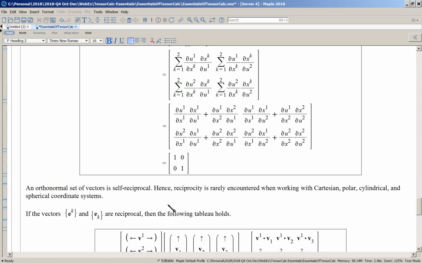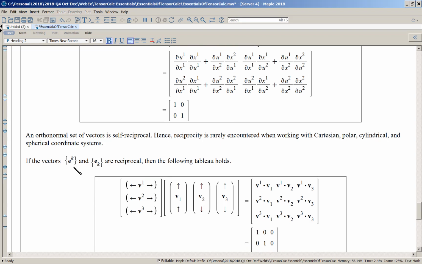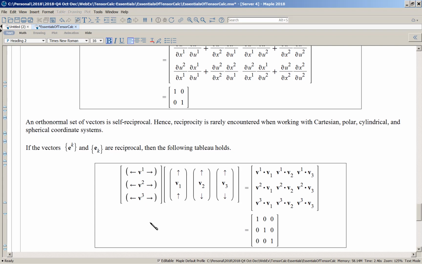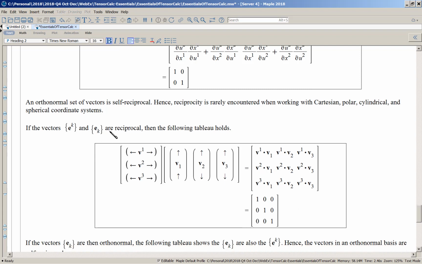Why are orthonormal sets self-reciprocal? Let's look at it first this way. Let's take two sets of vectors that are reciprocal. Look at the tableau that you have to think about. Put the upper scripts as row vectors here. Put the subscripts as column vectors here. Multiply formally. Take all of the dot products. You'll get the Kronecker delta. That's if you start with vectors that are reciprocal.